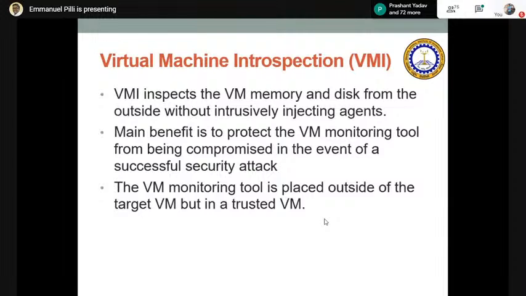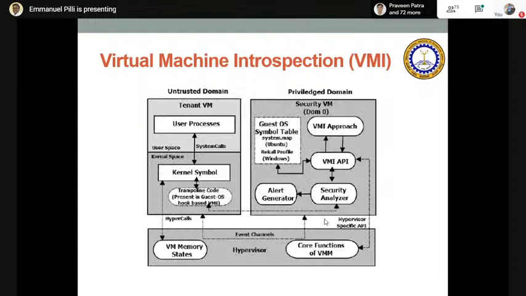The VM monitoring tool is placed outside the target VM but in a trusted VM. Outside the tenant VM but in a trusted VM is DOM0. DOM0 will have the VMI classes, VMI APIs, and the VMI approach, and the guest OS symbol table keeps track of all the symbol tables. You have a tenant virtual machine working in the kernel space. They interact, and then we can find out some information about this virtual machine. This is a security VM, which we call DOM0.